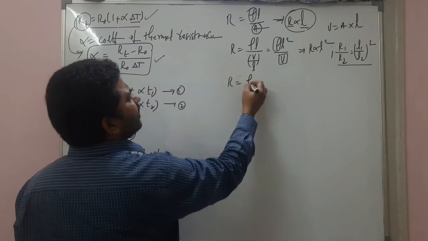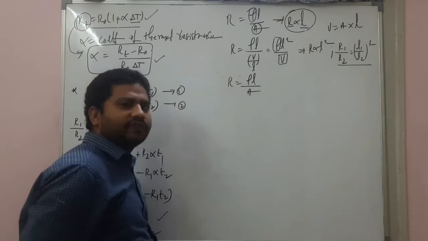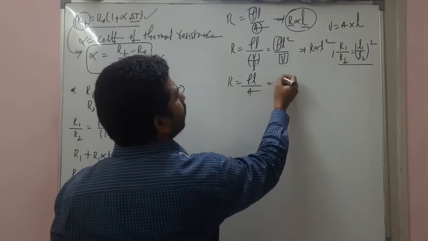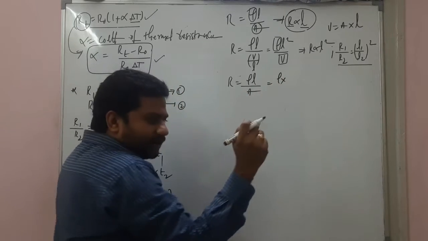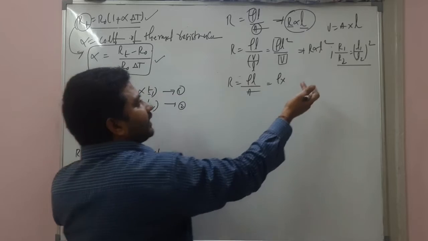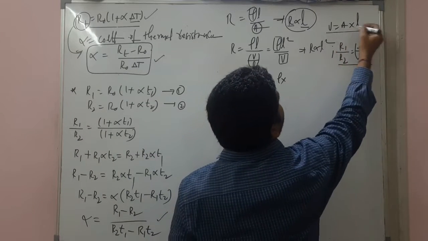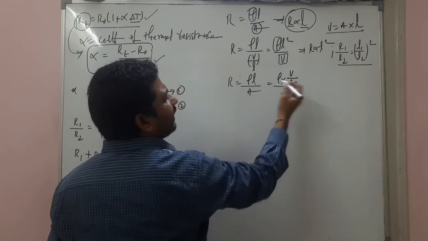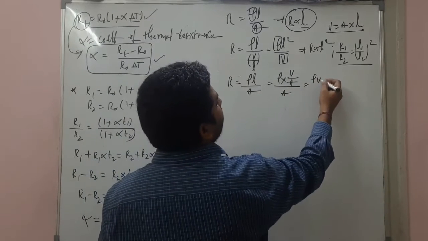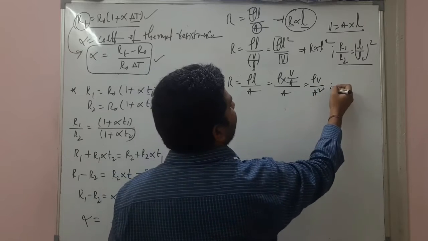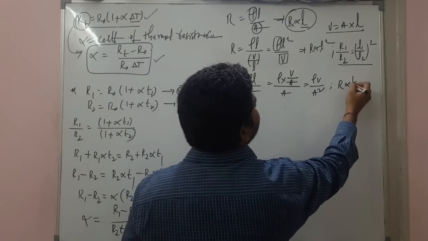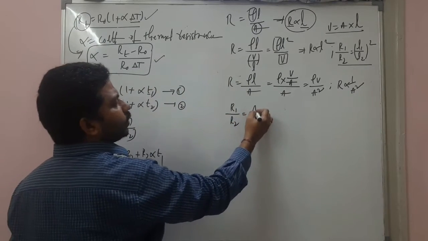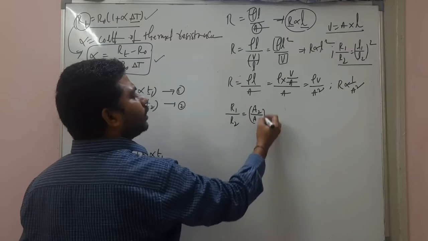Now, R is equal to rho L by A. Listen carefully. R is equal to rho L by A, which is equal to rho into the length, which I am now writing in terms of volume. Volume by area is the length, so this is volume by area divided by area. So I can write rho V by A square. Then resistance is inversely proportional to A square. So R1 by R2 is equal to A2 by A1 whole square.